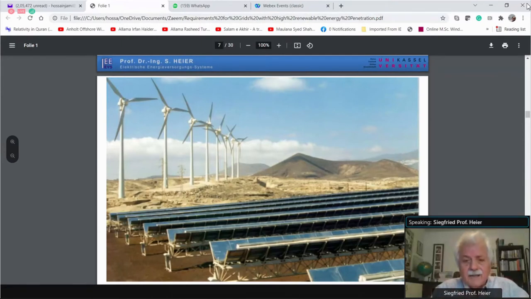Here you see wind turbines and a photovoltaic system. Here it is a special one in Tenerife, an island operated system, and so on. Next picture, please.